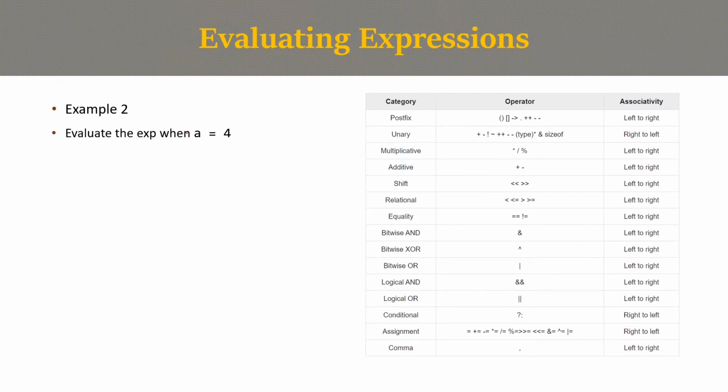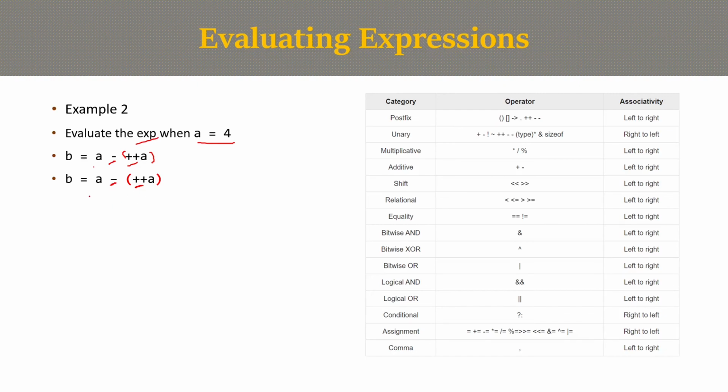Now let us move on to example 2. In this example, we have to evaluate the expression where a equals 4. The expression given is b equals a minus plus plus a. Here the minus is the additive minus operation used for subtraction, and the plus plus is the prefix increment operator. What we need to do first is operate on this first, so we put a bracket here, since this precedence is higher than the minus precedence.